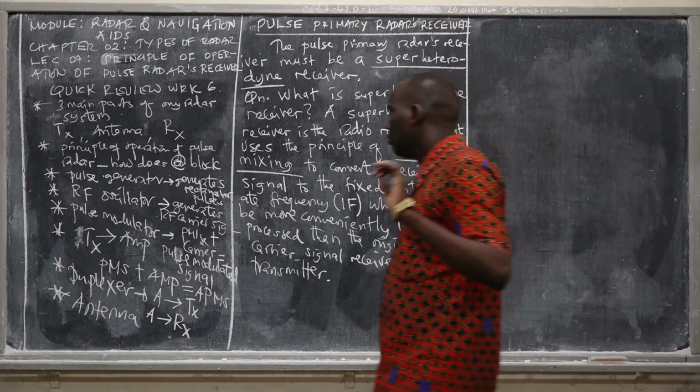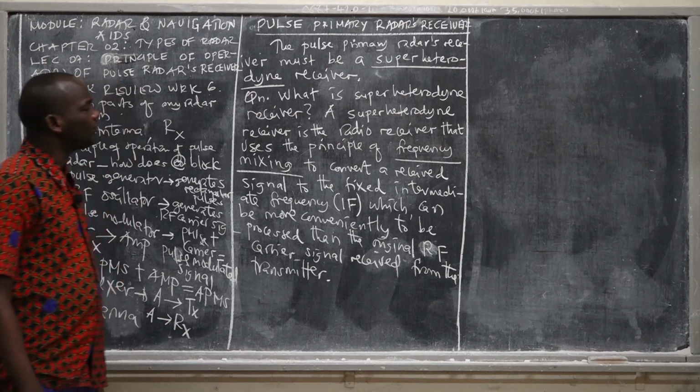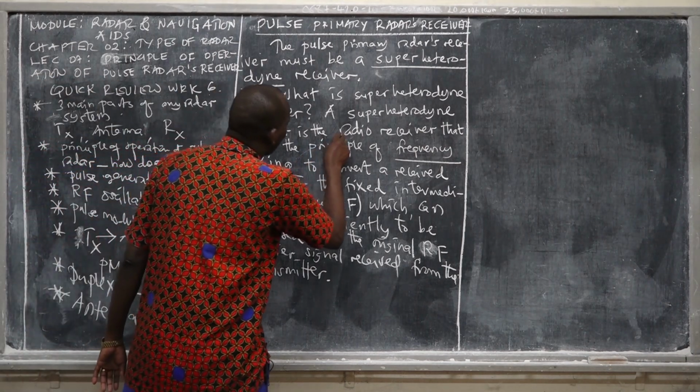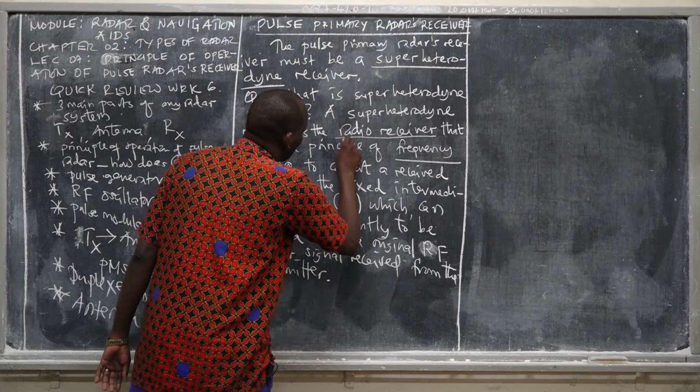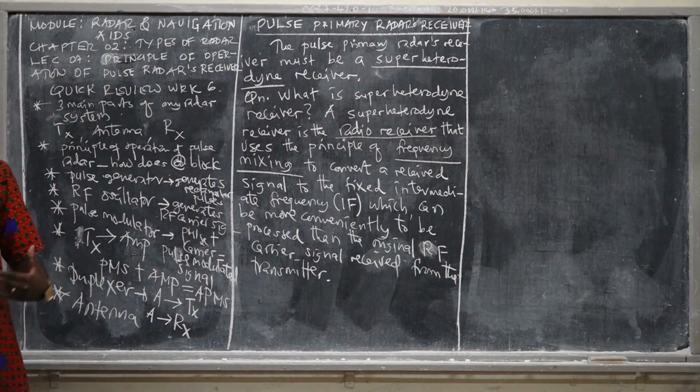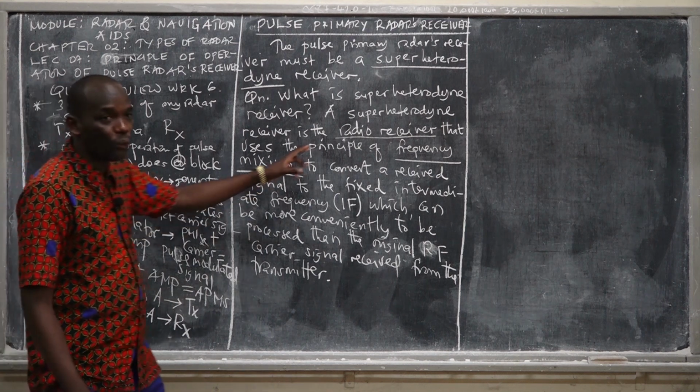So, a superheterodyne receiver, first of all, is a radio receiver. It's not an intermediate receiver, it's not an infrared receiver, and it's not a microwave receiver. Be careful whenever you mention microwave, and whenever you mention just infrared, take note. Because you can just focus on mixing the RF and converting the RF into intermediate, and then you forget some important keywords.